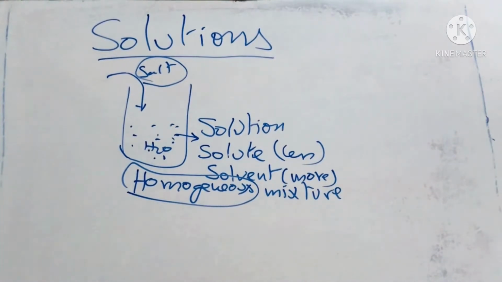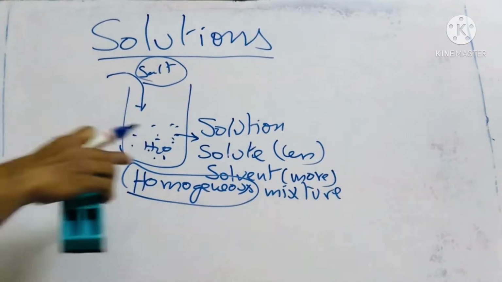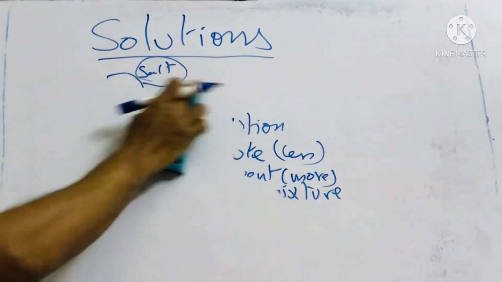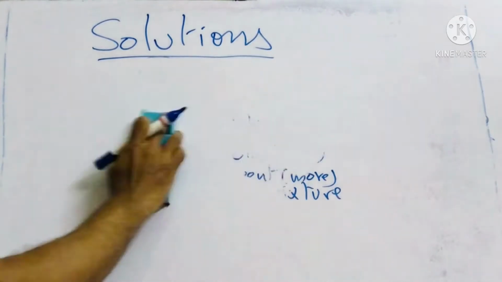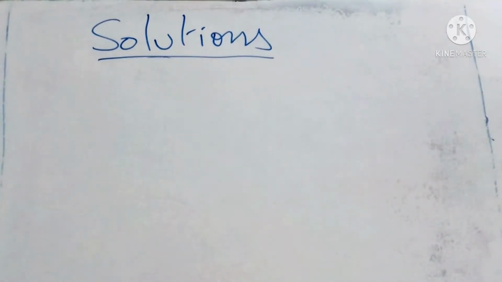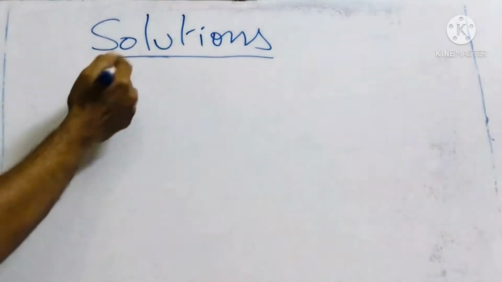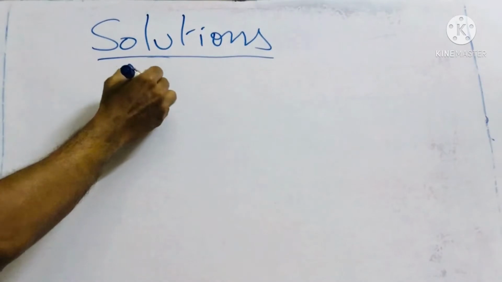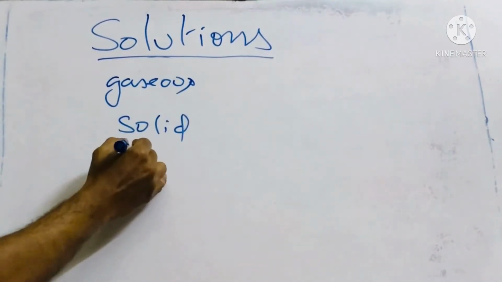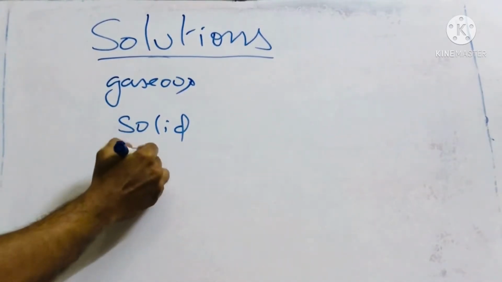So remember, a solution is a homogeneous mixture of two or more components. The component in lesser quantity is called the solute. The component present in the larger quantity is called the solvent. So like this we can have solutions. Types of solutions: you can have different solutions. You have gaseous solutions, solid solutions, and liquid solutions.